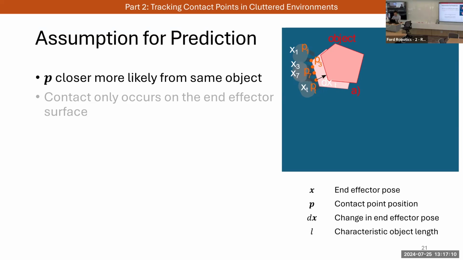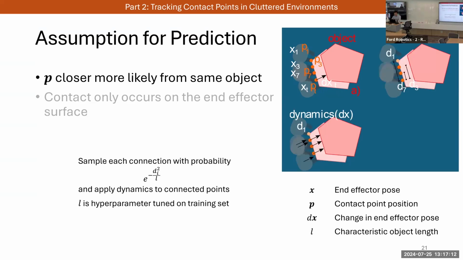The probability of a connection is based on the distance with a length parameter that we tune on a training set that should have objects of the expected size. We then apply the given dynamics model to the entire connected set. And this update process might be different per particle because we're doing the sampling each time.